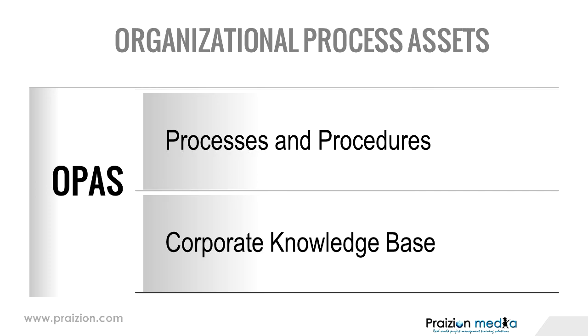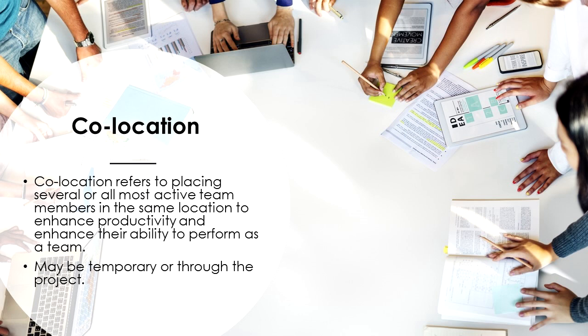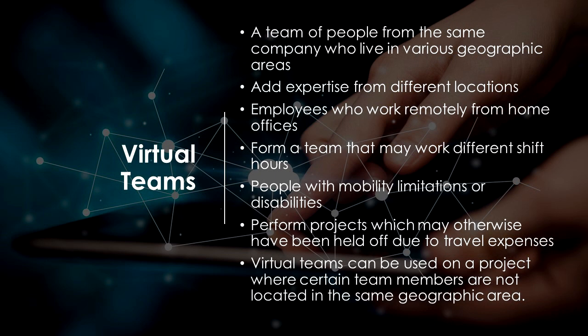We have quite a few tools and techniques here. I'm going to go through them really quickly. Co-location involves putting team members within the same geographic location. Now, it could be some or all of the team members. The next tool and technique is virtual teams. We could create online virtual team environments to foster unity and help the team converse throughout the project to ensure team cohesiveness, as opposed to people working in silos.